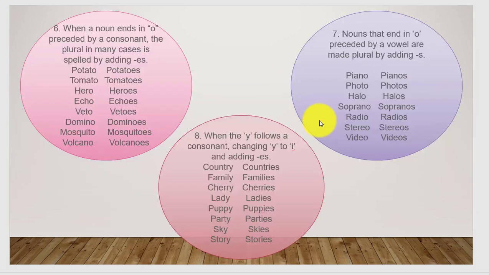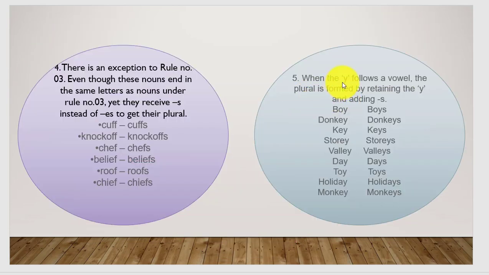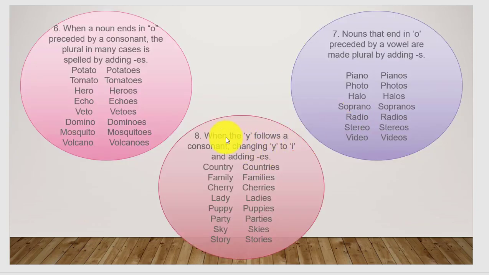Let us compare this rule number 5, where y follows a vowel sound, then we add only an s to get its plural. Let us compare this rule with rule number 8. When the y follows a consonant sound, if a consonant precedes y, then the y is changed into i, and we add es to get its plural.